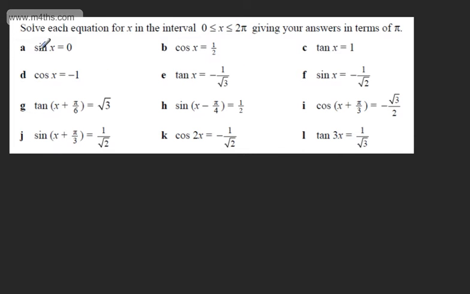We can see we've got a straightforward example of a trig equation here, where we've got sine x is equal to 0. We've got an example of a compound angle here, and we've got an example of a multiple angle just here. So let's go ahead and look at some techniques that we could use. Let's take this one right here.